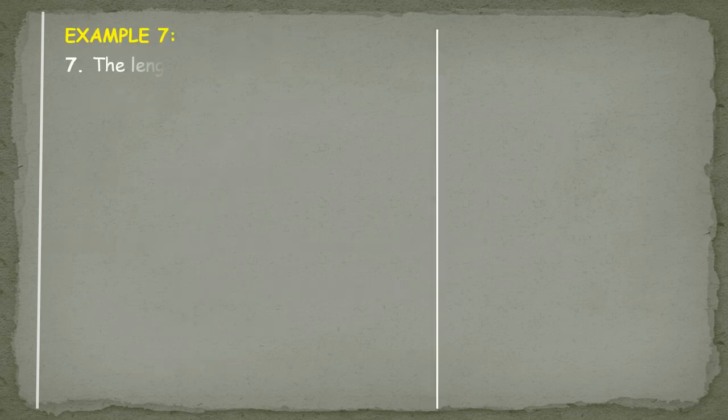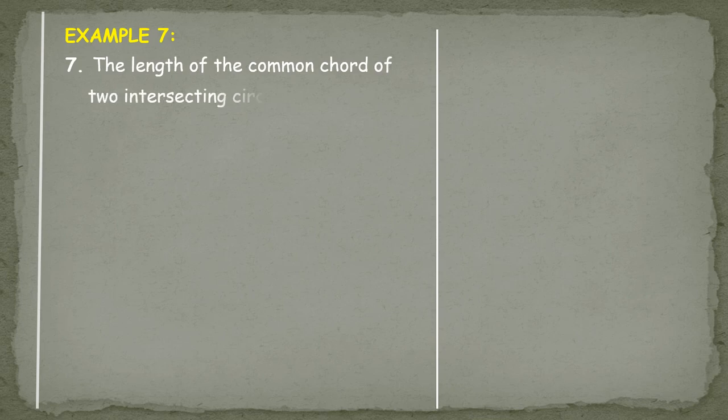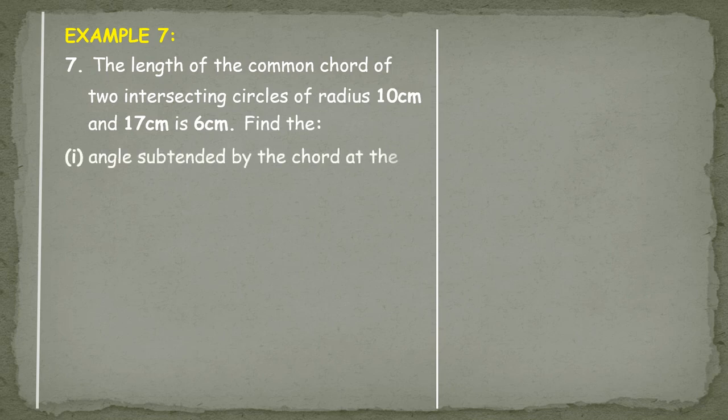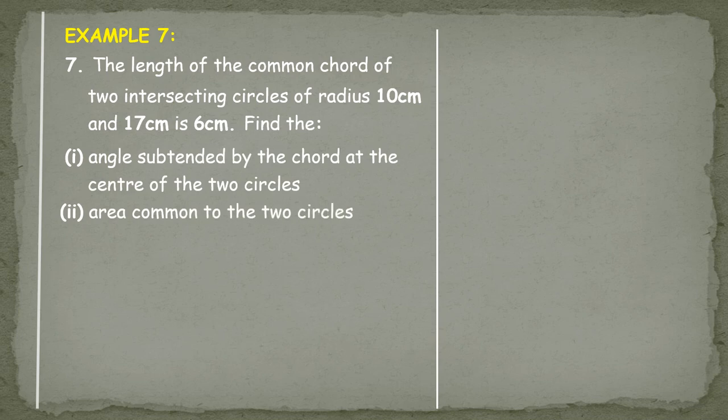Example 7. The length of the common chord of two intersecting circles of radius 10 centimeters and 17 centimeters is 6 centimeters. Find the angle subtended by the chord at the center of the two circles, and the area common to the two circles.